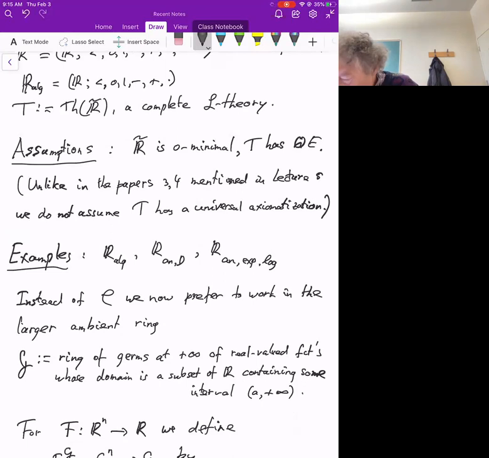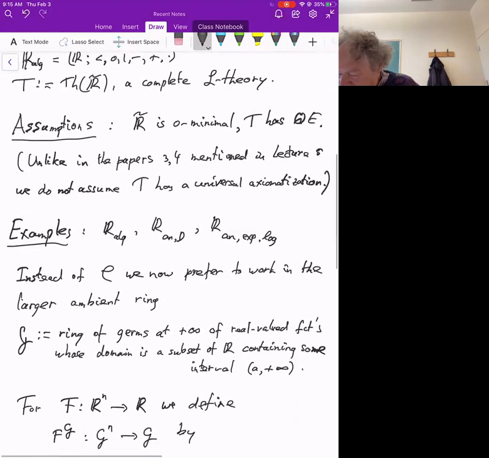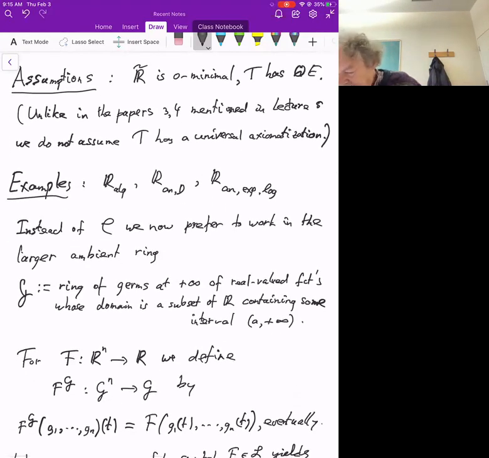Also, instead of continuous germs, we now prefer to work in a bit much bigger ambient ring, namely the ring of all germs at plus infinity of real-valued functions whose domain is a subset of R containing some interval. So these functions do not have to be eventually continuous anymore.